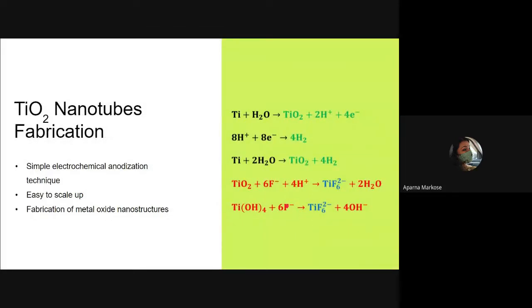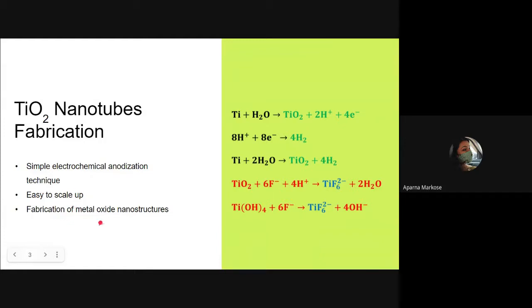Titanium dioxide nanotube fabrication is a very simple electrochemical anodization technique. Easy to scale up. You can do it on 1 centimeter by 1 centimeter material. Also, you can do it on 10 centimeter or 100-meter material. So it has the same effect.